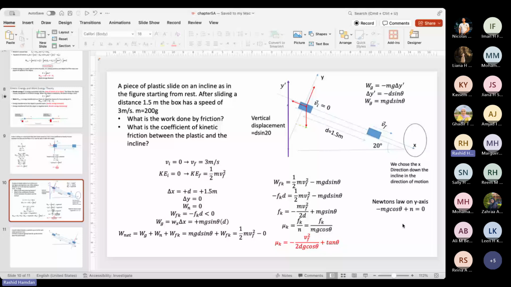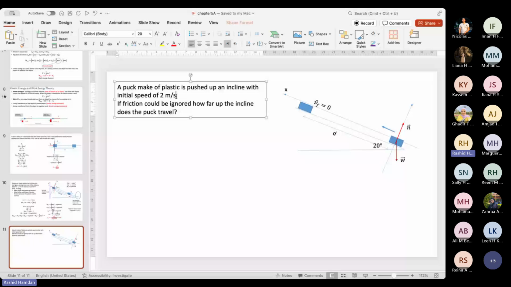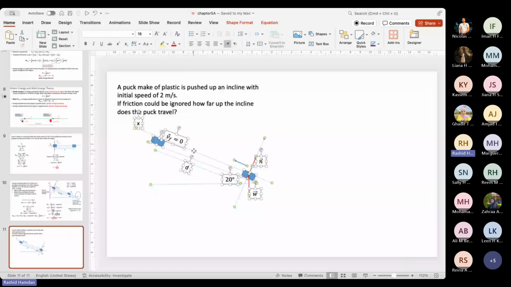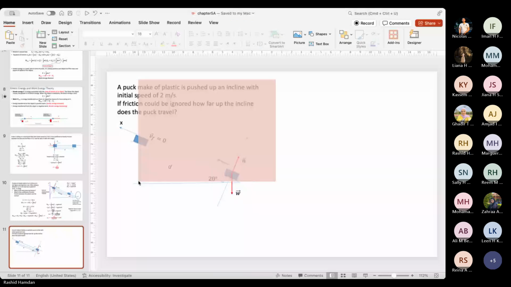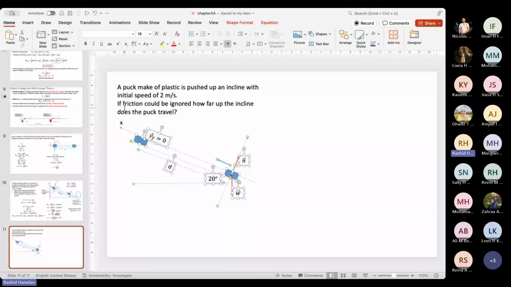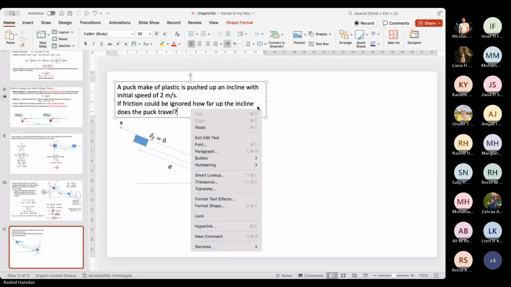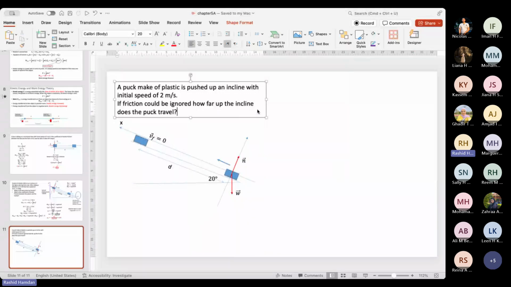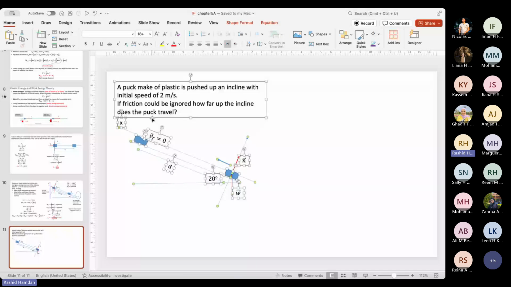Clear? There is one more problem here. Let's do that as our participation grade. I will send it to you on WhatsApp, and I will open an assignment on LMS for you to submit it. Let me group it as one. In this question, I think I'm ignoring friction. We can do it as well with friction, but for starters.